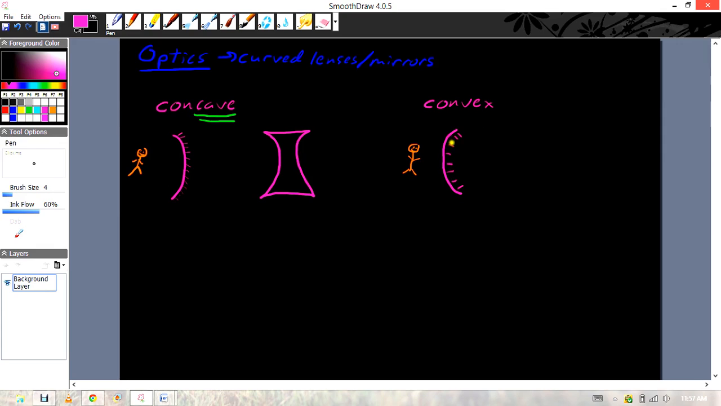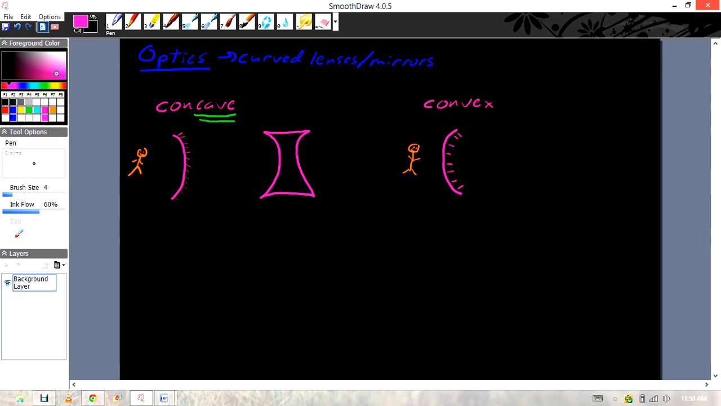So remember, this is the not shiny side. In other words, this would be the rough side of a mirror that does not reflect light. And this would be the side that does. So here the light's going to bounce off. Here the light's going to bounce off. Here the light will pass through. So what does a convex lens look like?